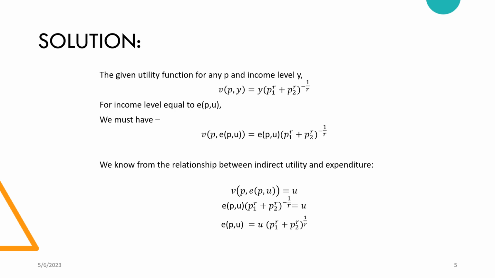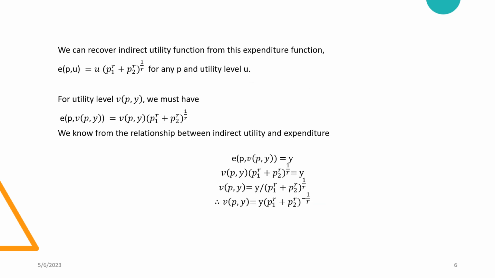We know from the relationship between indirect utility and expenditure function that V of P, E of P, u is equal to u. As this is the equation, we can say for sure that u is equal to this part of the equation. And finally we get E of P, u is equal to u times (P1 to the power r plus P2 to the power r) whole to the power 1 by r. Then we can recover the indirect utility function from this expenditure function. This function holds for any P and utility level u. For utility level V of P, y, we must have E of P, V of P, y equal to V of P, y times (P1 to the power r plus P2 to the power r) whole to the power 1 by r.